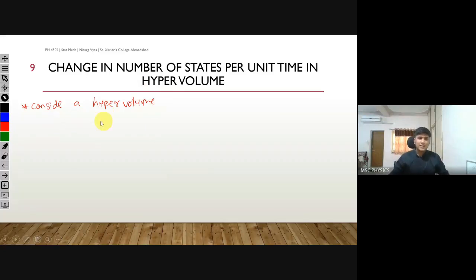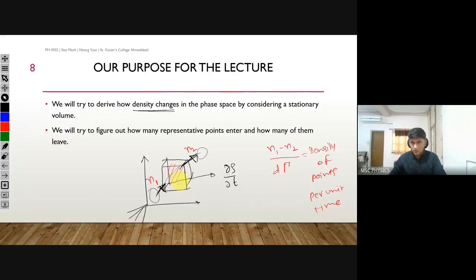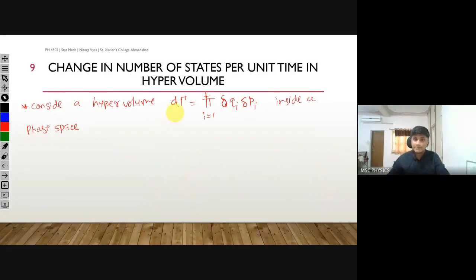Yes. So consider a hypervolume. We'll consider a hypervolume d gamma, and the size of the volume is the product over i equal to 1 to f of delta qi delta pi. This is the size of the volume. This is a hypervolume inside a phase space. It is this volume that we were talking about, this volume of this hypersurface. Okay. Consider a stationary hypervolume. This should be a good word. So the hypervolume is not moving, it is there.